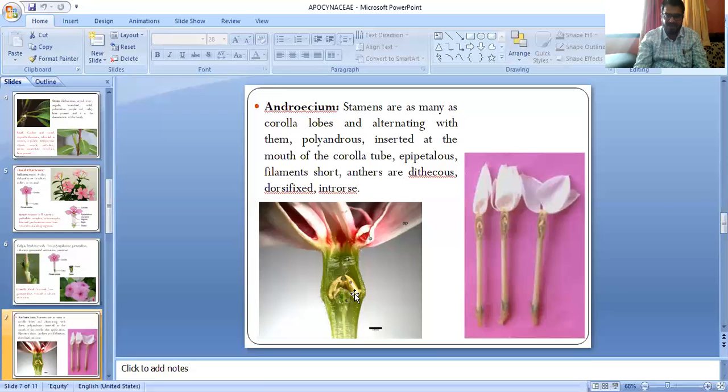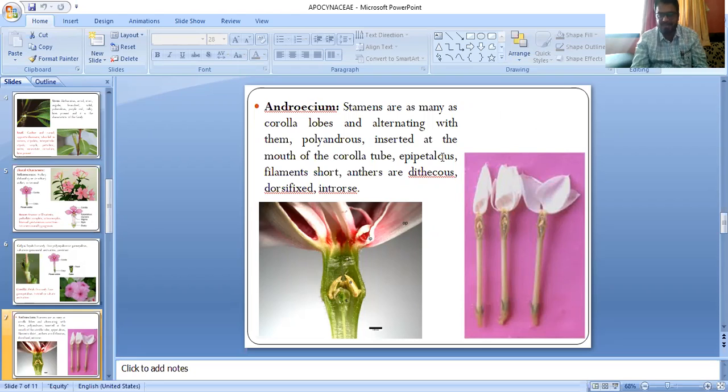These are the stamens which are inserted and located at the mouth of the corolla tube. This is the mouth of the corolla tube, these are the petals and these are stamens. All stamens, whether they are 4 or 5 in number, are inserted at the mouth of the corolla tube. They are present inside the corolla tube, attached at its mouth.